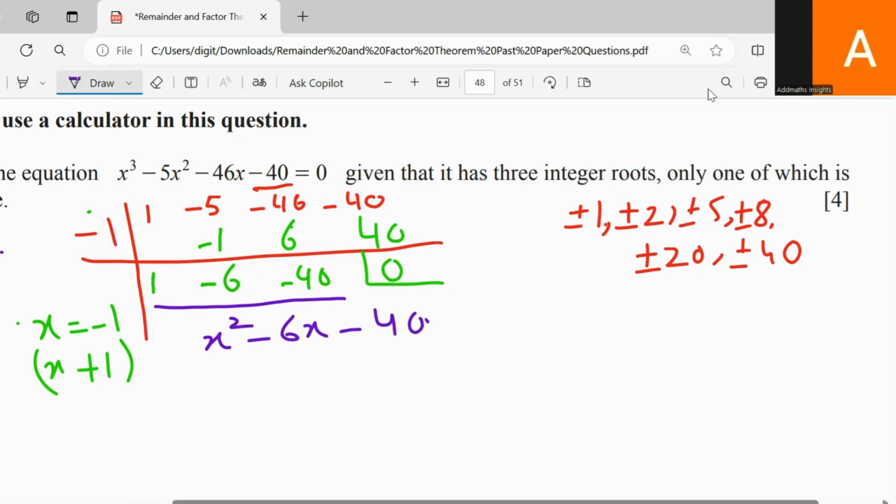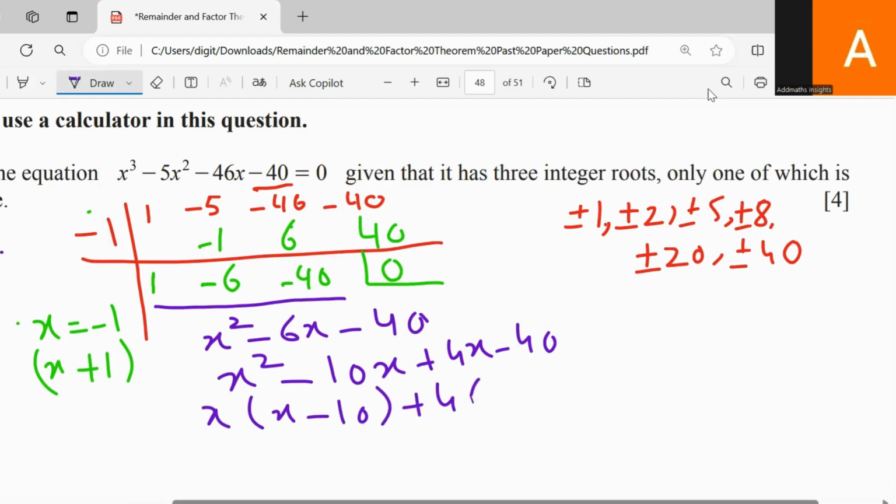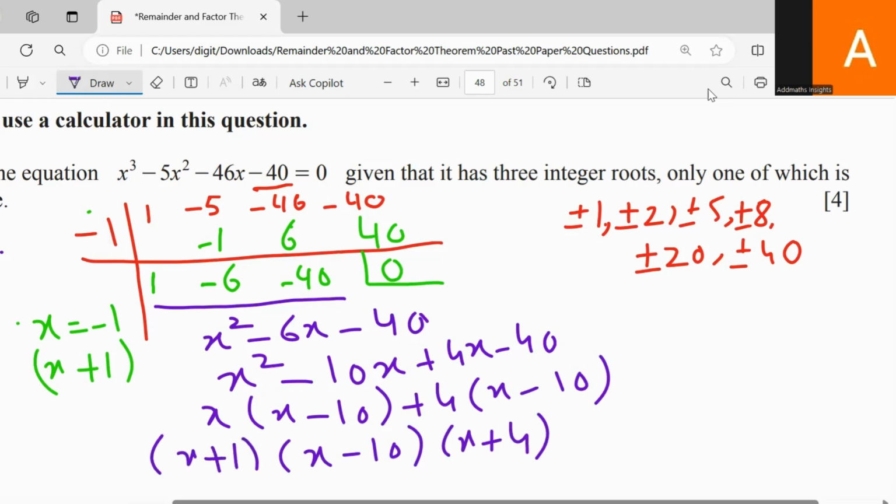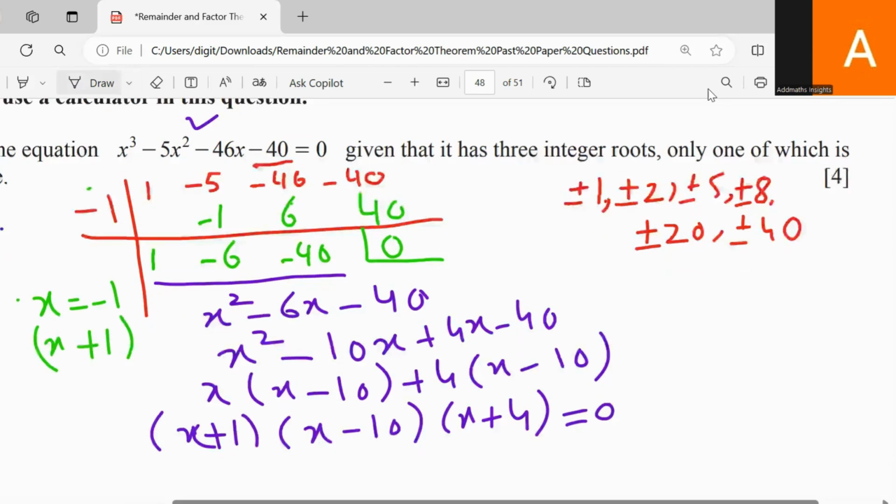Now you can factorize this expression. 10 and 4. Minus 10x plus 4x minus 40. x minus 10 plus 4 times x minus 10. So the factors are x minus 10 and x plus 4, and one of them is x plus 1. So this is the factorized form of this expression, and because it is an equation, you write it equals to 0. And how can you solve it?